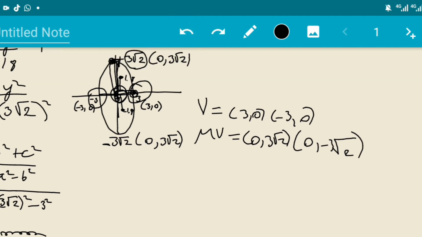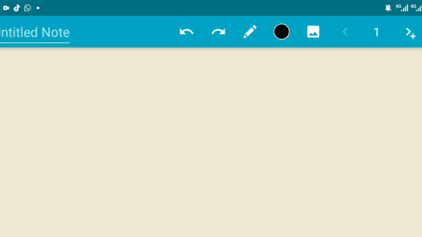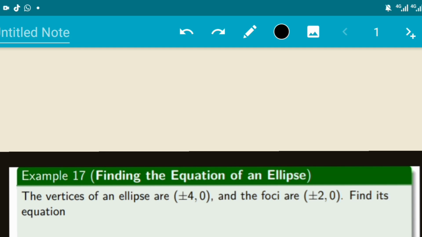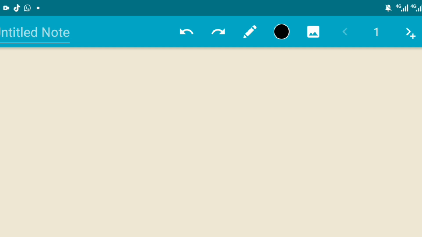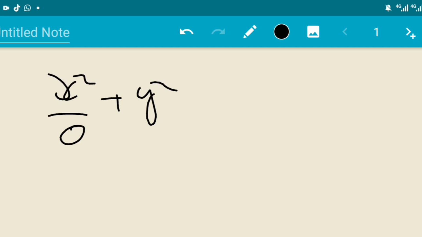So let's move on. Now, what if they tell you, in this other example, the vertices of an ellipse are plus or minus 4 comma 0 and the foci are 2 comma 0. Find its equation. We need to write down its equation. And we're being told it's an ellipse. So it needs to have the form of x squared plus y squared, and we don't know what this is. We don't know which one is A. We don't know which one is B. It should be equal to 1.